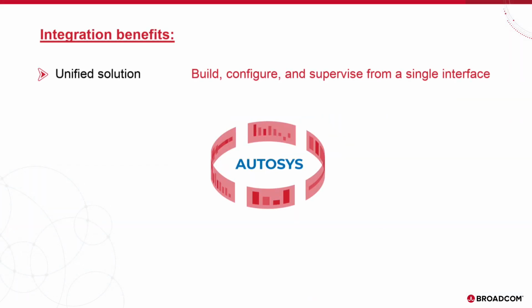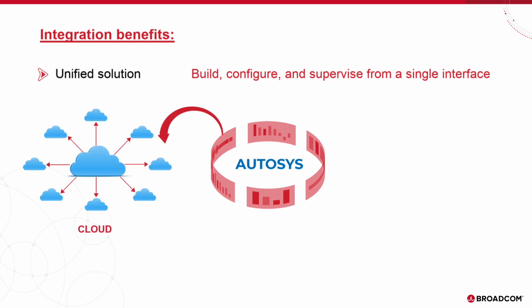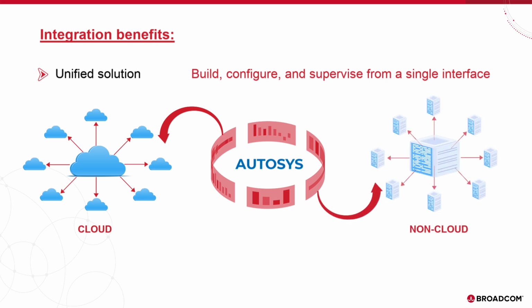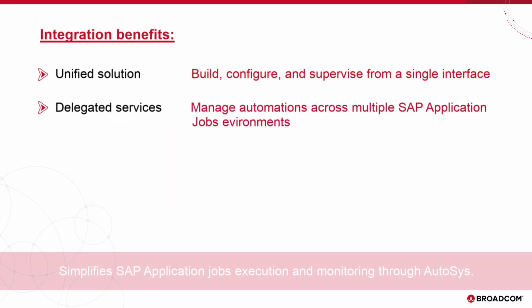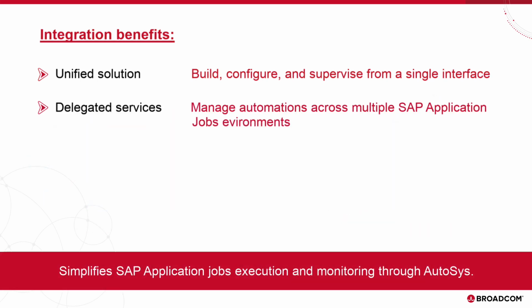AutoSys plays a central role in orchestrating operations across multiple environments, including the cloud, and synchronizes these processes with other non-cloud operations. Integrating SAP Application Jobs allows us to configure process automation centrally in AutoSys. Subsequently, we can execute and supervise all processes from a single interface. These SAP Application Jobs processes seamlessly sync with different environments supported by AutoSys, such as applications and databases. This integration allows you to effortlessly execute and monitor SAP Application Jobs through AutoSys.